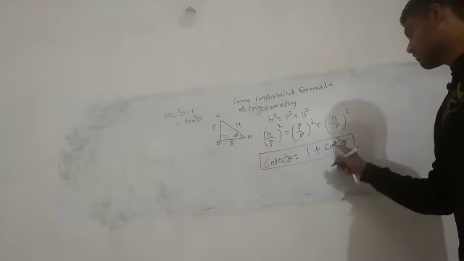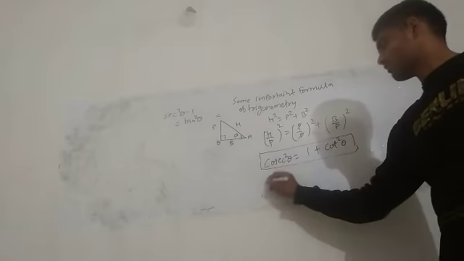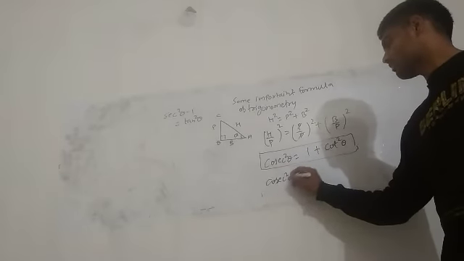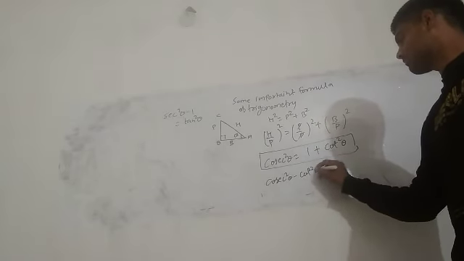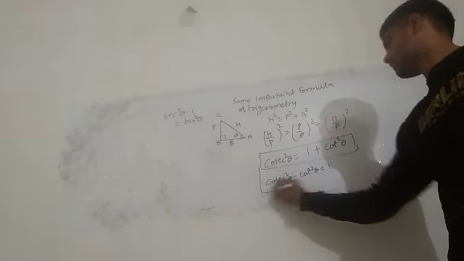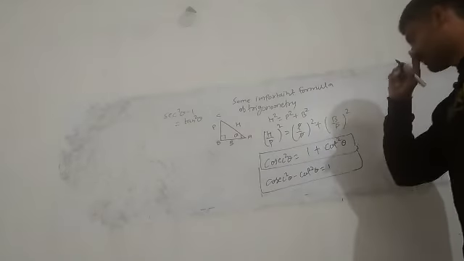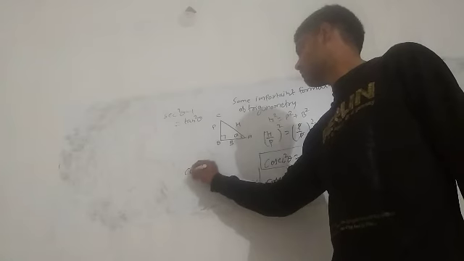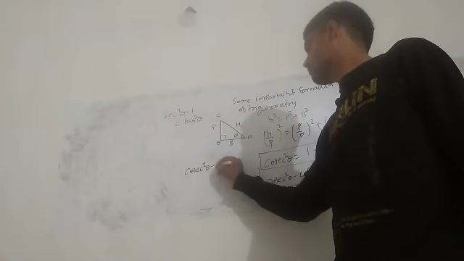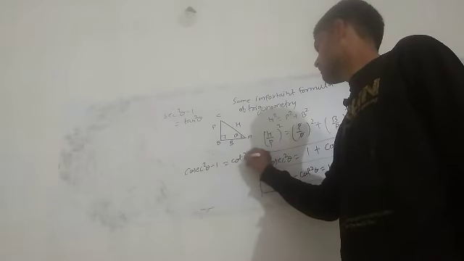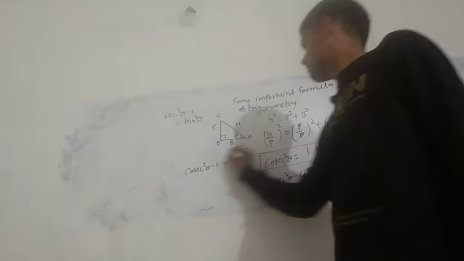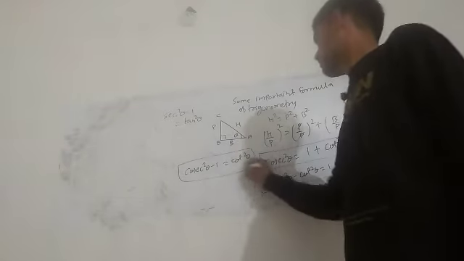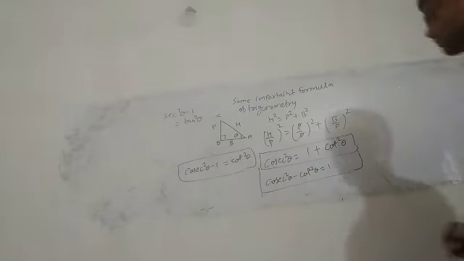Now you transfer cot square theta to the left hand side, then cosec square theta minus cot square theta equals 1. Next, if you transfer 1 to the left hand side, then cosec square theta minus 1 equals cot square theta. So these are the basic formulas of trigonometry. We have some other formulas also.